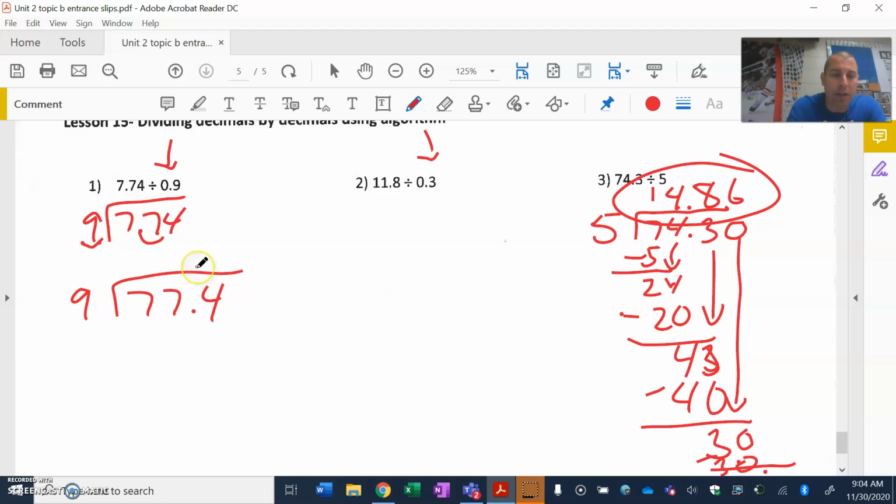So I'm going to push my decimal right away so I don't forget about it. How many groups of 9 can I pull out of 7? I can't pull anything, so I'm going to put that 0 up there. Multiply, you get 0. Subtract, you get a 7. Bring down the next number.